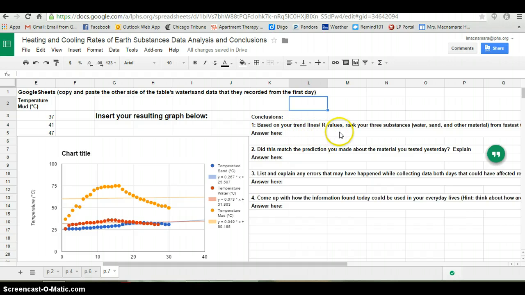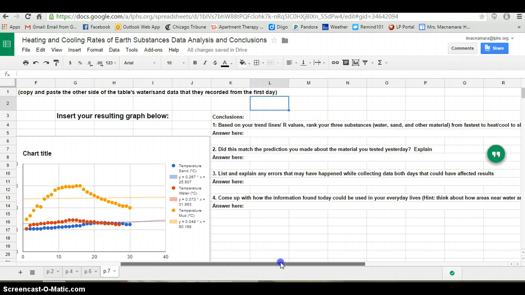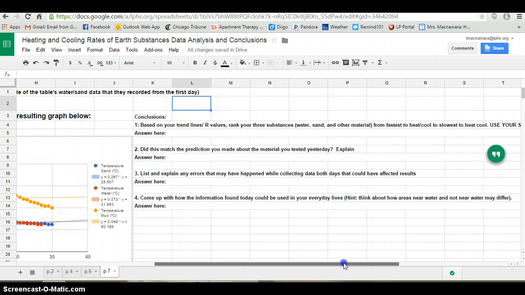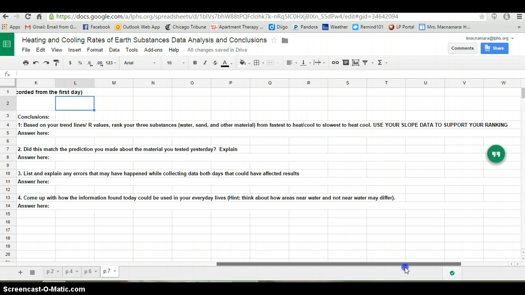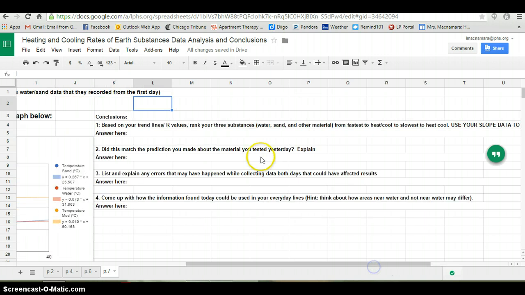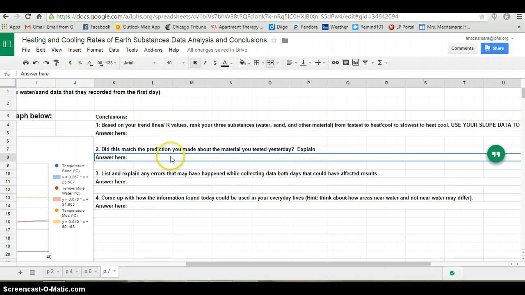So based on your trend lines and the R values, which is like your slope, rank your substances, water, sand, and the other material, which in this case is mud, from the fastest to heat and cool to the slowest to heat and cool. So use your slope data to support your ranking. You want to include numbers, like the slope of the water was this, the slope of the sand was this, the slope of the other substance, in this case mud, was this, to support your ranking.